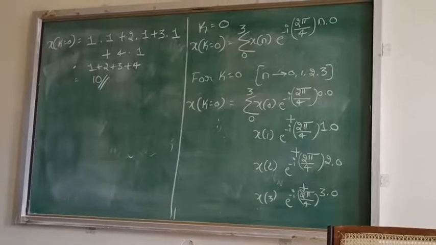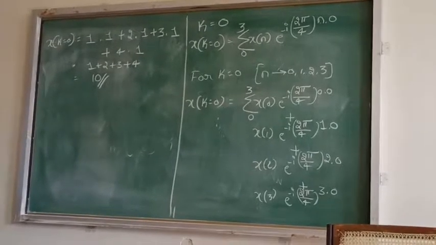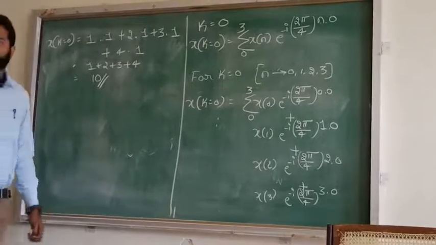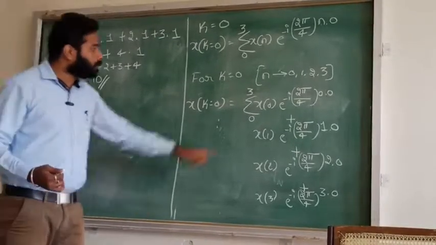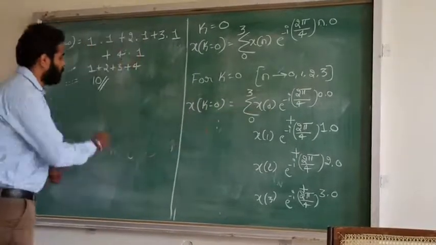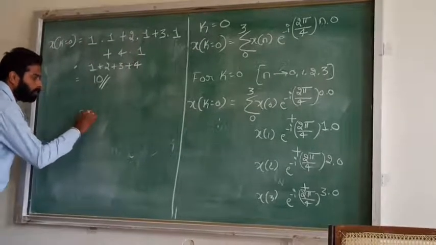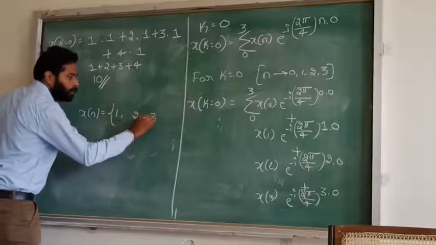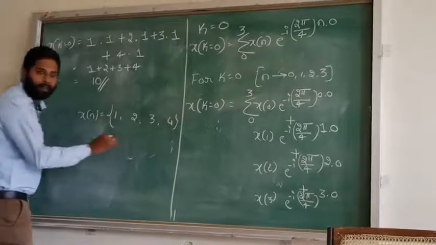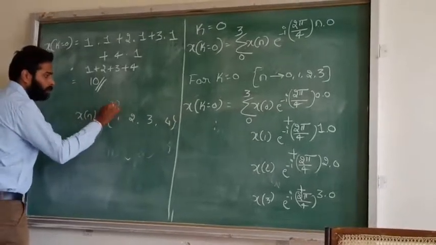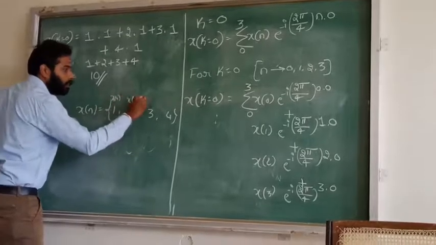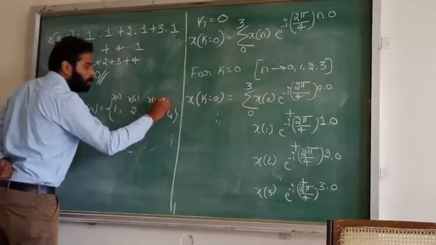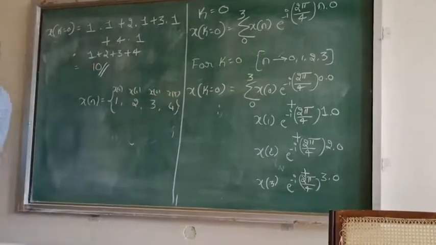Now we'll go for x of k at k is equal to 1. First, x of n is equal to 1, 2, 3, 4. This is your x0, this is your x1, this is x2, this is x3. Okay.